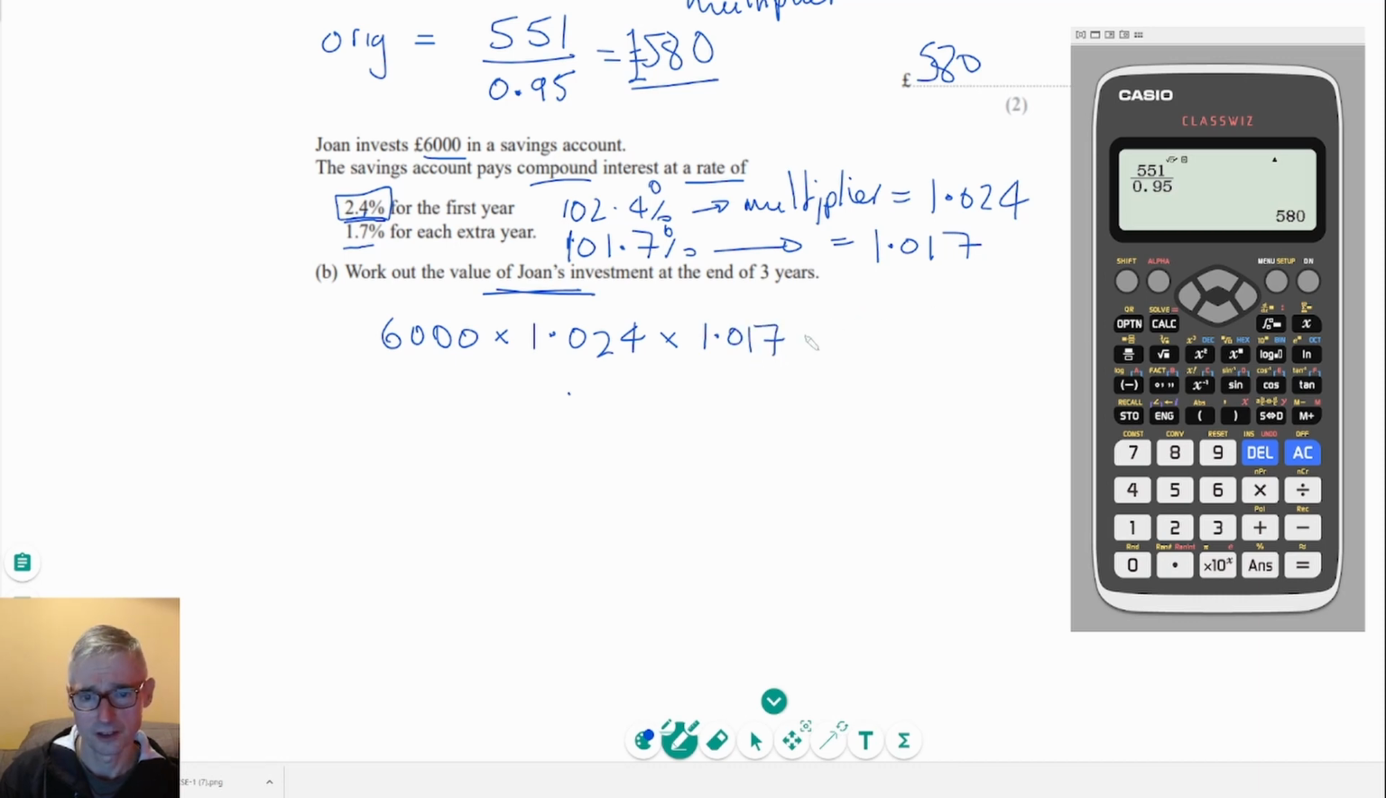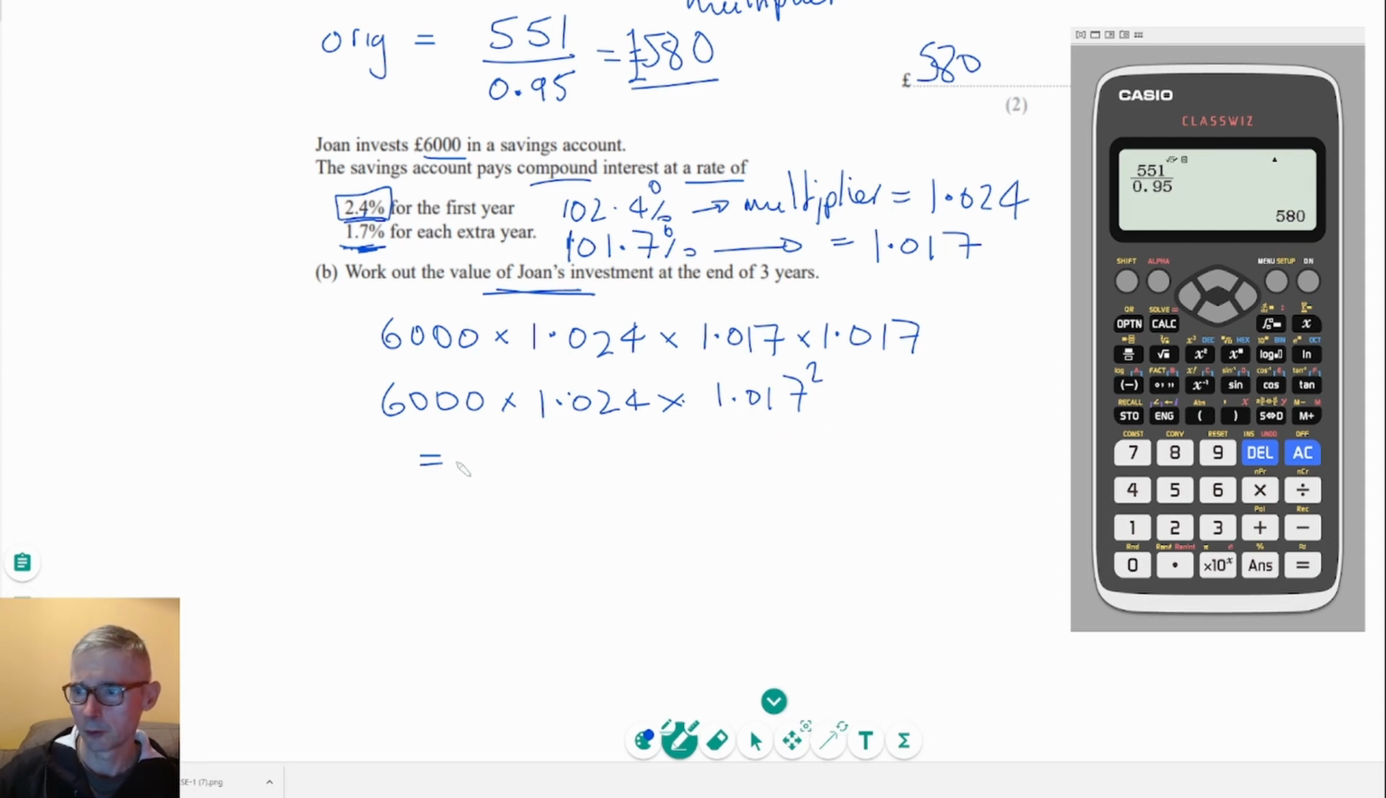And in fact, I can multiply by the same amount for the third year, because it's the same interest for the third year. And we'll notice there, this is very useful if you're doing it for many years, that I can put a power on the 1.017, so that's to the power 2, because it was done twice. If I was doing it for the first year and then a further 6 years, the power there would be 6. But it's 2 in our case because we've got 2 years at that percentage.